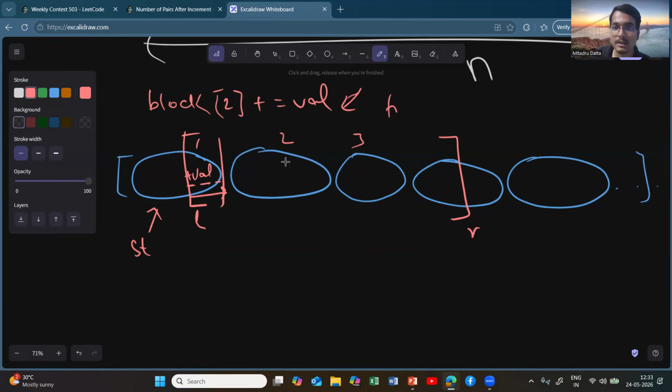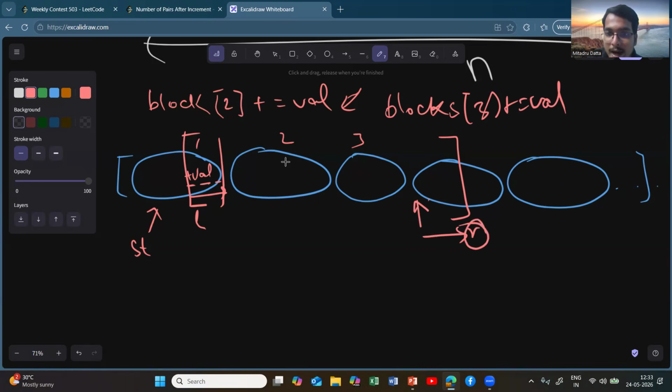Here you can iterate through the blocks also. Block 3 will be plus equals to val. I hope you are understanding, not getting confused. And once you reach the last block, from the starting of the last block to the ending, that is to R only, you add plus val to all of the elements present.